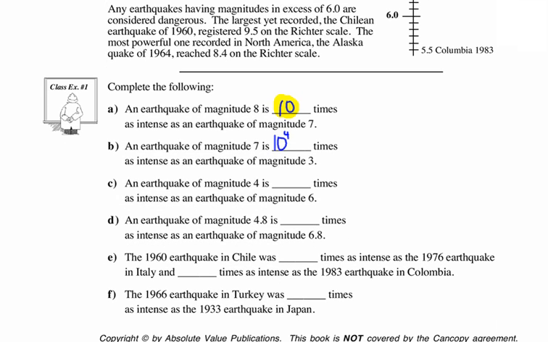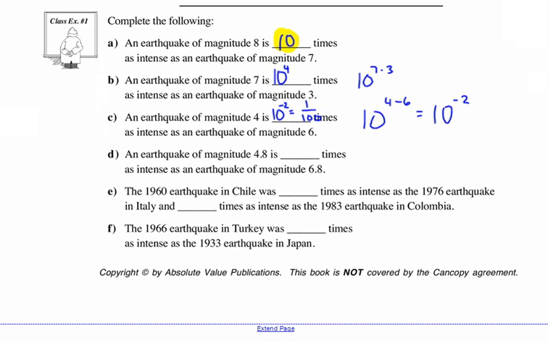How about a 4 compared to a 6? So notice how we did 10 to the 7 minus 3. Here we're comparing a 4 to a 6. Is it more intense or less intense? Less. So what would it be? 10 to the negative 2, or what is 10 to the negative 2? 0.01, or 1/100th. So when it's 1/100th or 0.01 times as intense, it's actually less intense. Anything less than 1 would be less intense.